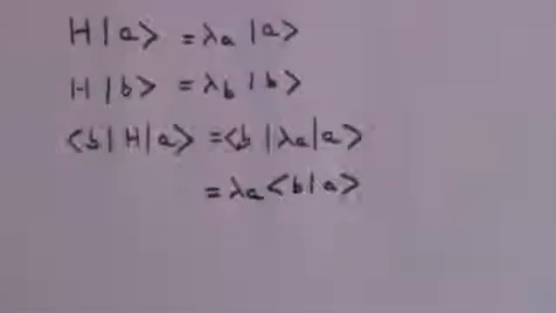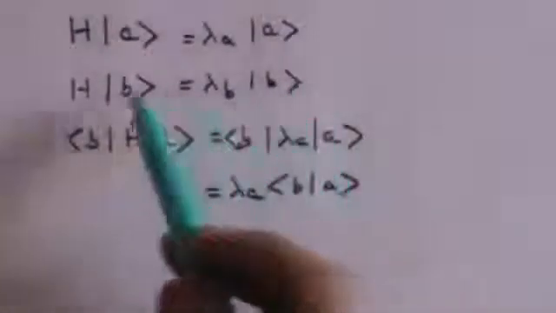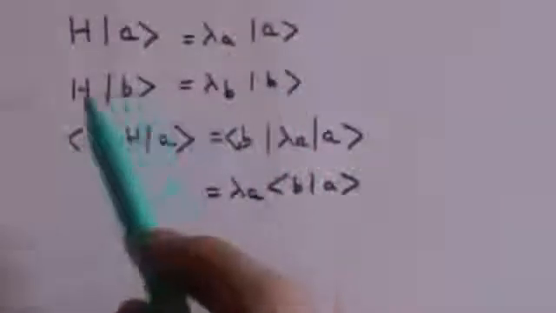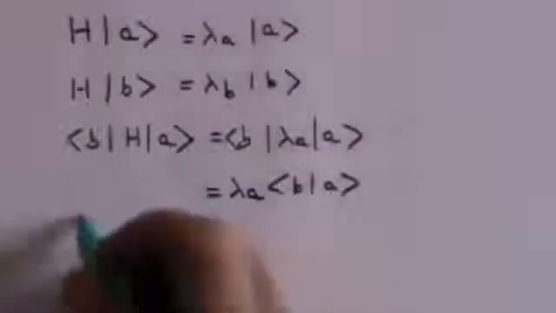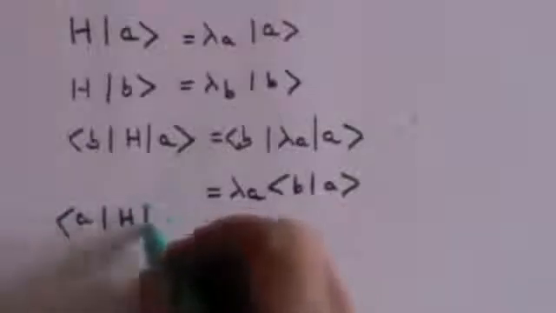Now let's do it the other way round. We're going to take this equation here and we're going to do the inner product of this with A. So now we get that A, H, B.